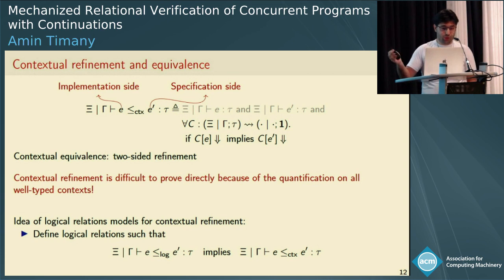Obviously, proving contextual refinement and equivalence directly is not really something that is easy to do because we cannot really reason about all programs, right? The usual methodology is to use logical relations. We define a relation that is easier to work with and that implies the contextual refinement relation. And this is what we do.